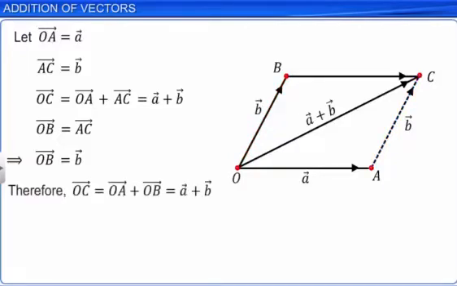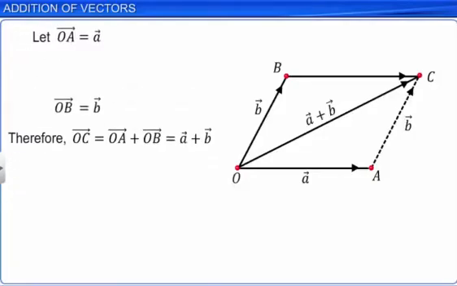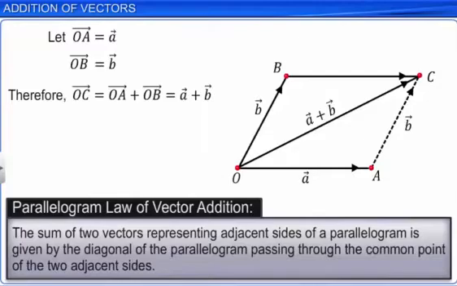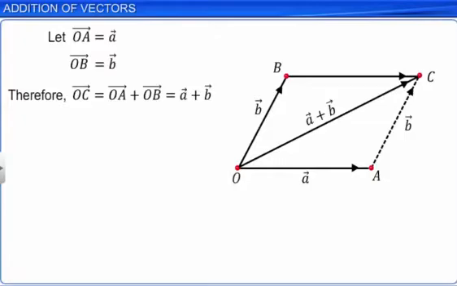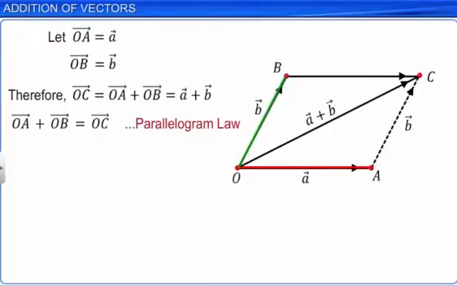We observe that the sum of vectors OA and OB is represented by the diagonal of the parallelogram passing through the common point of vectors OA and OB, that is, point O. The parallelogram law of vector addition states that the sum of two vectors representing adjacent sides of a parallelogram is given by the diagonal of the parallelogram passing through the common point of the two adjacent sides. Thus, by the parallelogram law of vector addition, vector OA plus vector OB is equal to vector OC.